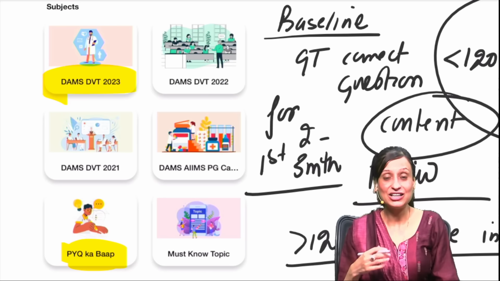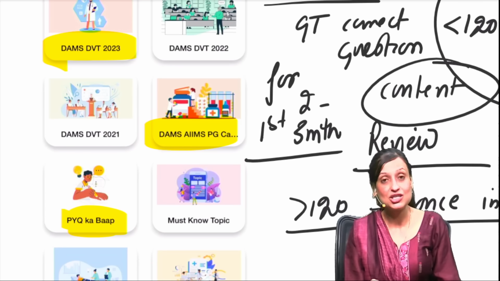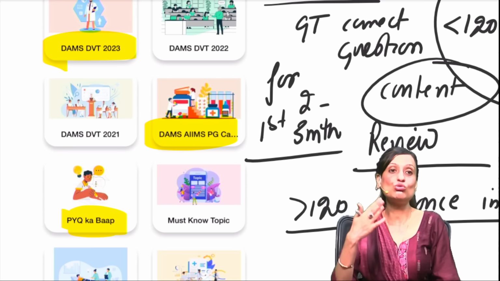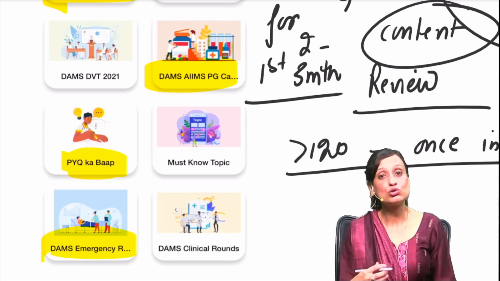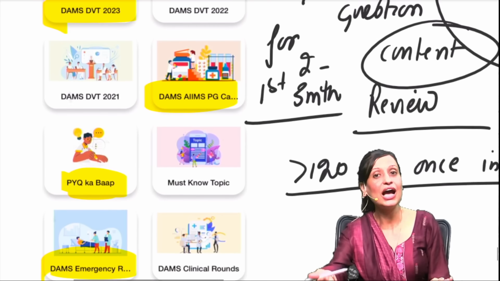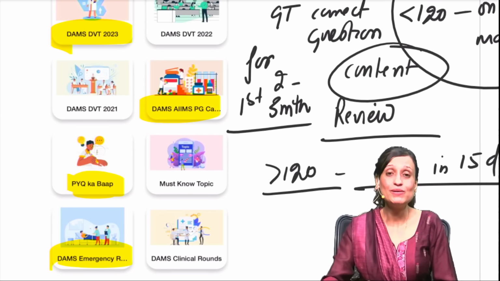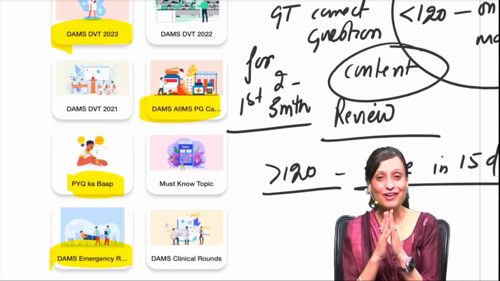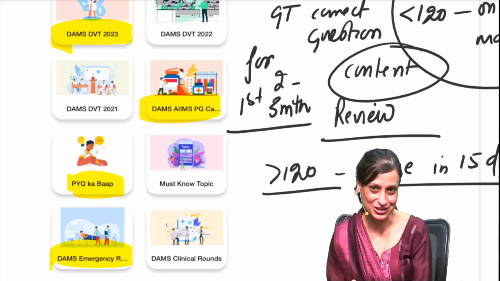DVT is something that is to be done close to the exam. Similarly, AIIMS PG capsule is something that you should be doing close to INI set exams. Emergency case rooms are also something that should be done close to the INI set exams. So various short courses have been given to you, which will help you cover the vastness of 19 subjects in a short span of time close to the exam.